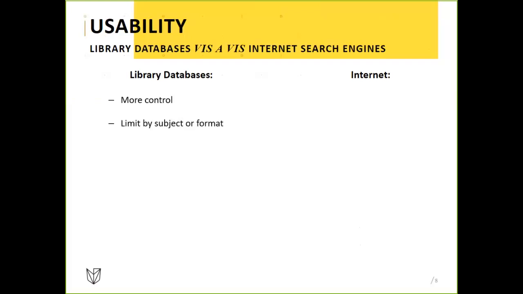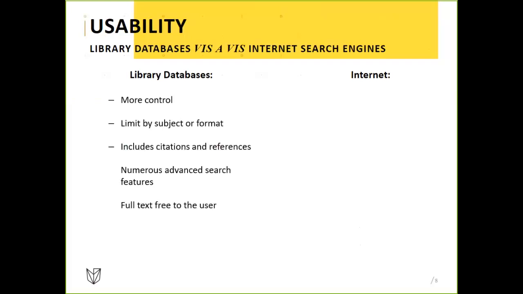You can limit by subject and format. When I'm looking for books online in Google, yeah, I can do Google Books, and that's okay. In the library, I have whole databases that are full of nothing but books, and other databases full of nothing but articles. I can do that kind of limiting if I want. The library's resources include citations and references, so it's easy to cite the sources once I have them. A lot of advanced search features too. We'll see a couple of them. And as I mentioned before, you're not going to pay for anything in the library. You already paid for it.